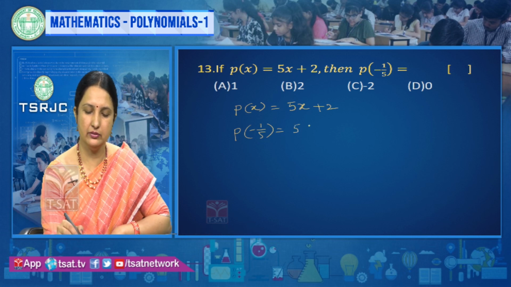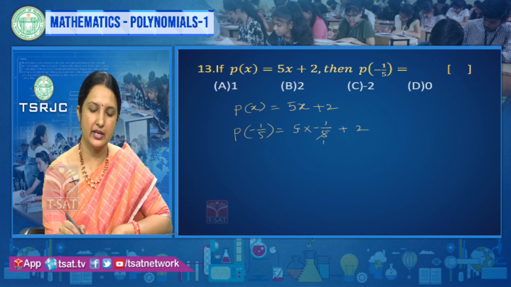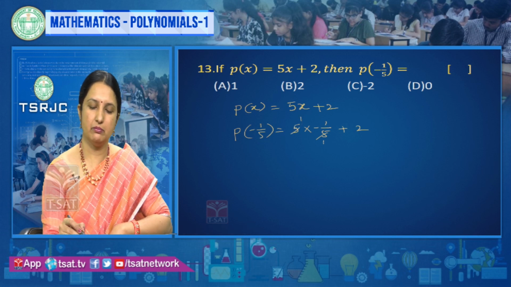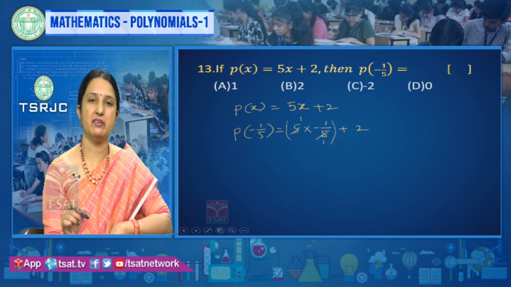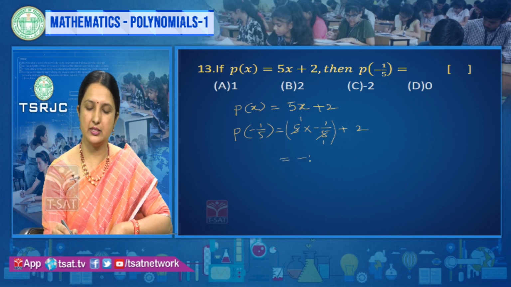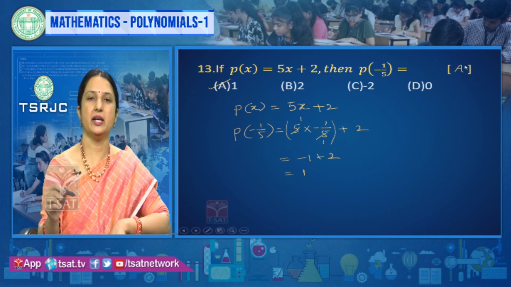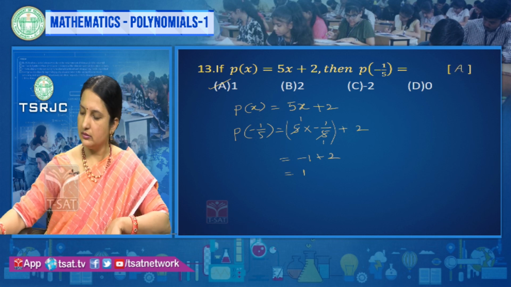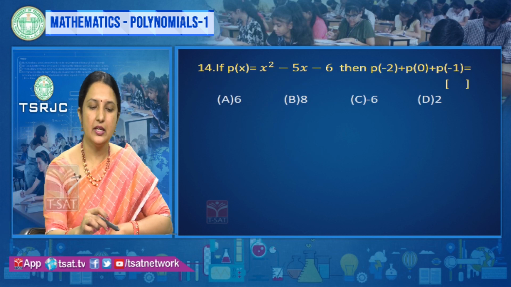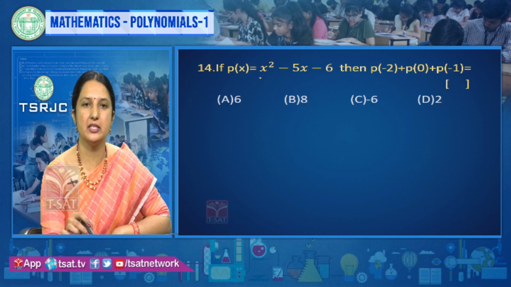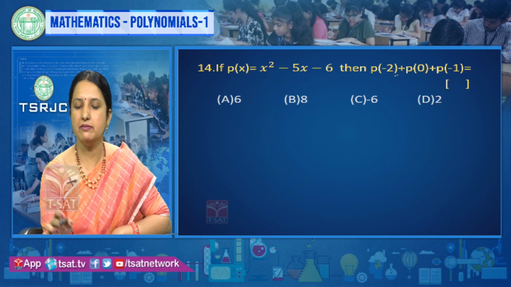5 into, in the place of x, we will write minus 1 by 5, plus 2. 5 ones are 5, so we first simplify this value: minus 1 plus 2. What will you get? Minus 1 plus 2 is 1. So option A is the correct one. P of minus 1 by 5 equals 1.